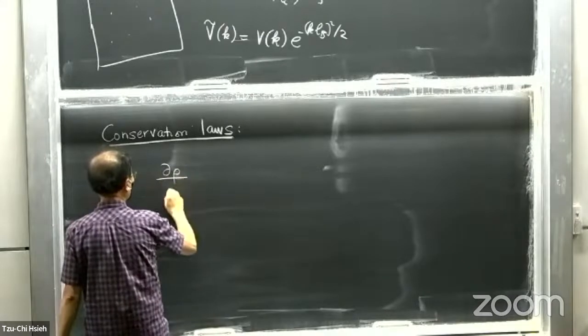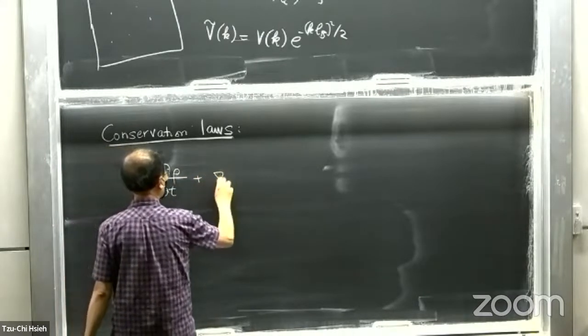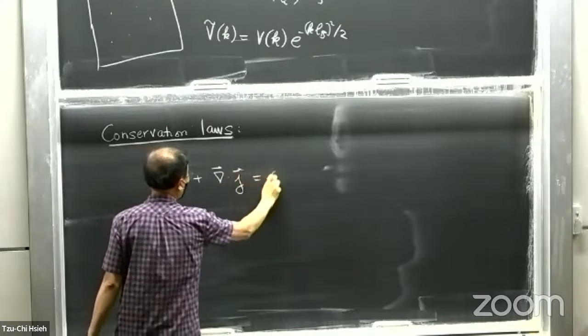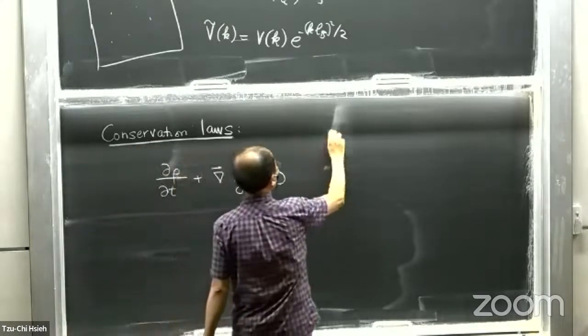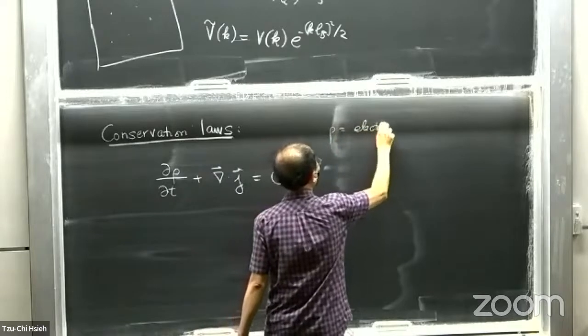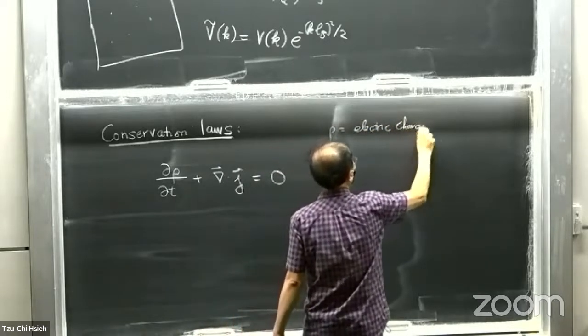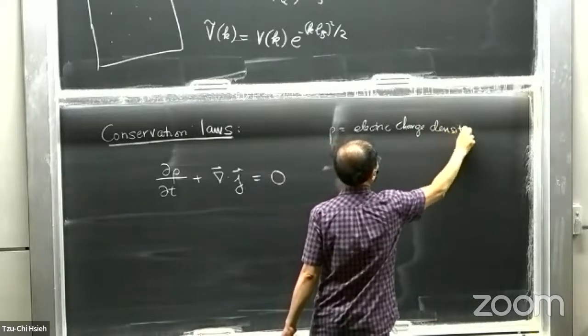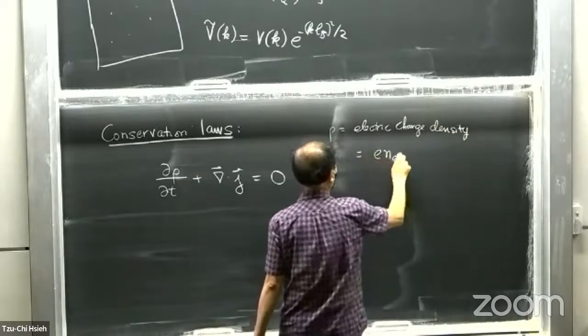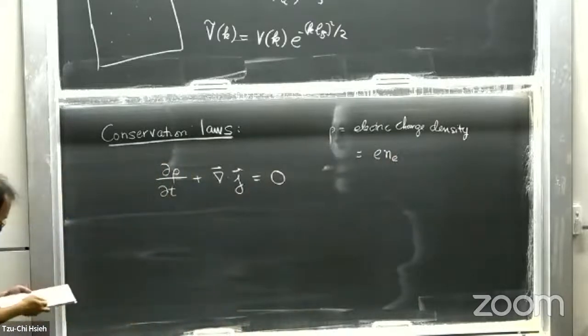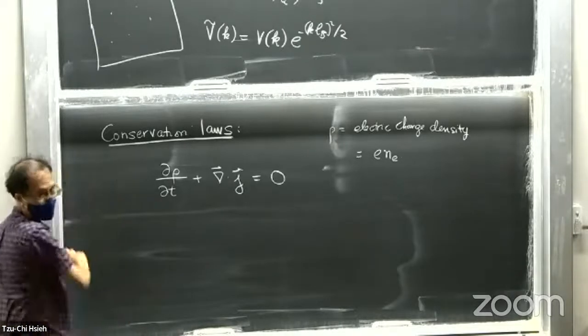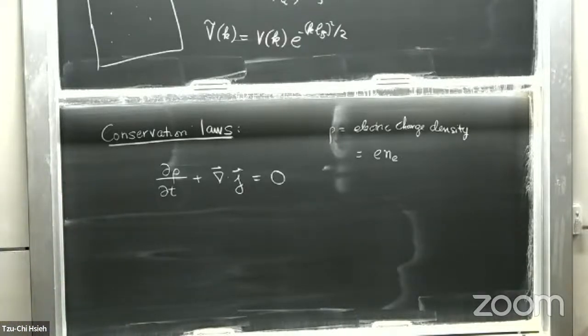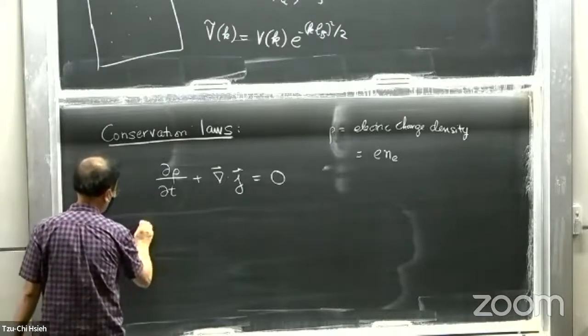So let's first write down the conservation of charge. Rho is the electric charge density, basically the charge of the electron times the density of the electrons. J is the electric current. This is the conservation of charge. Now we're going to try to write the conservation of momentum. We know that the momentum is not conserved, but we know how much it doesn't conserve. So let me write down the second equation.